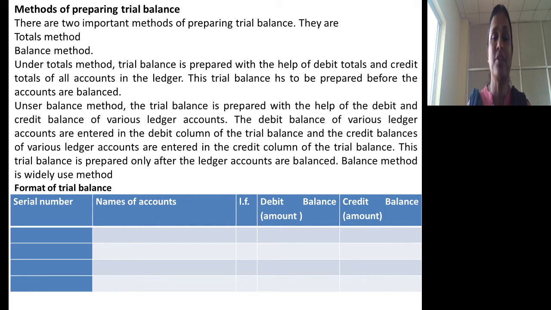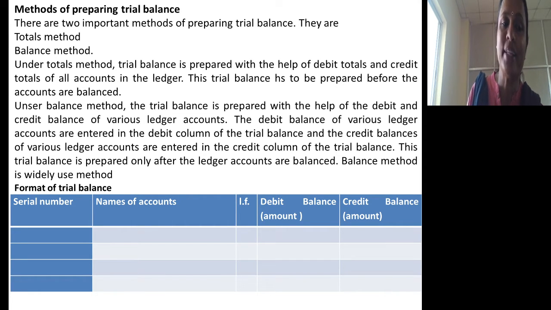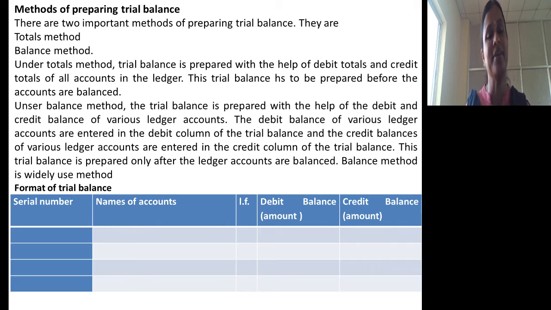What are the methods of preparing a trial balance? There are two methods. One is the totals method, the other is the balance method. In the first method, the trial balance is prepared with the help of debit totals and credit totals of various accounts we maintained in the ledger. This trial balance has to be prepared before the accounts are balanced. Try to understand. Before balancing the accounts, the trial balance under the totals method will be prepared.